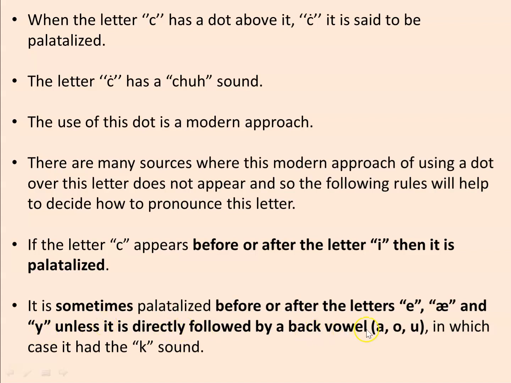Unless it is directly followed by a back vowel such as A, O, U, in which case it has the k sound. So generally if you see the I and the E, but certainly if you see the I before the C or after the C, then it has a ch sound, ich, chi. Sometimes too with the letter E, ash, A, and Y, but that's only sometimes. If it's directly followed by back vowels like A, O, or U, then it has the k sound, even if it has these E or ash or Y in front of it.